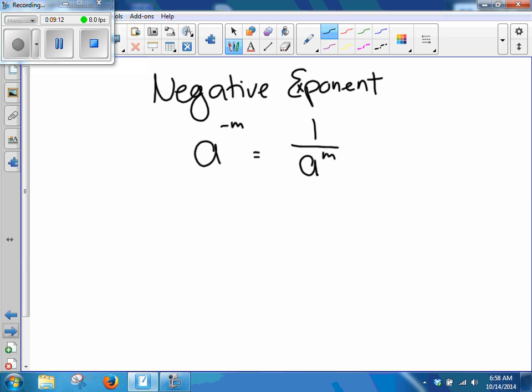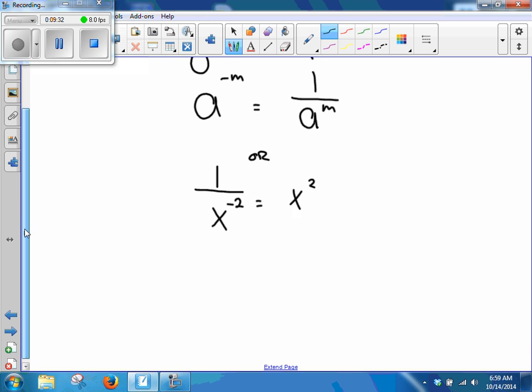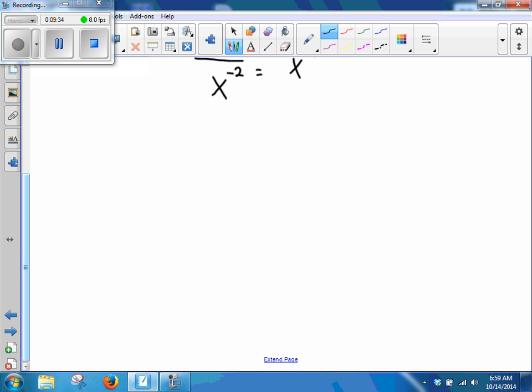And then there are some cases where you might see something like 1 over x to the negative 2. Well, that negative cannot be down there either. So all this means is you're just going to move it up top. So this simply becomes x squared. So hopefully you understand what to do with the negative case.